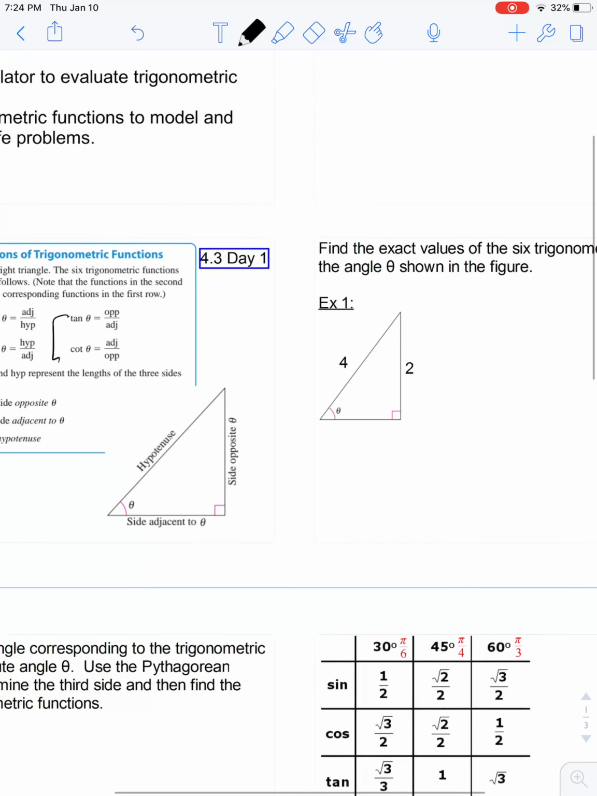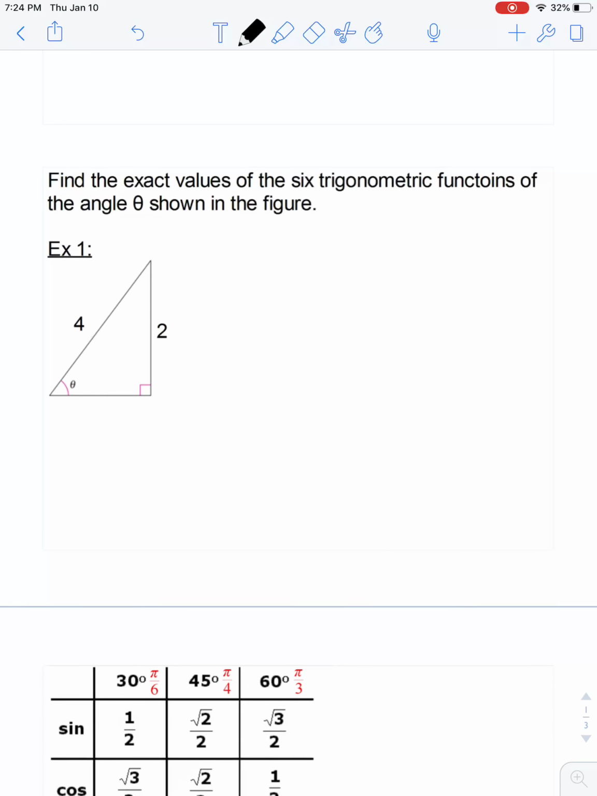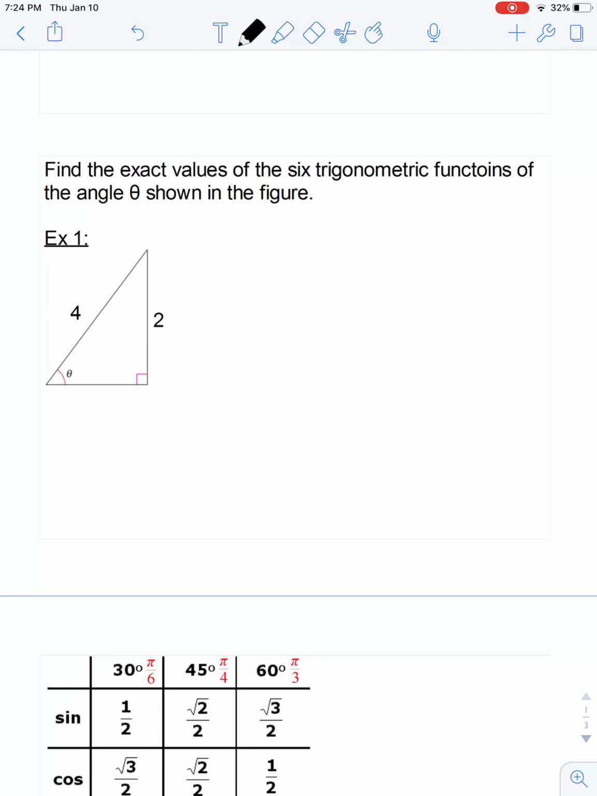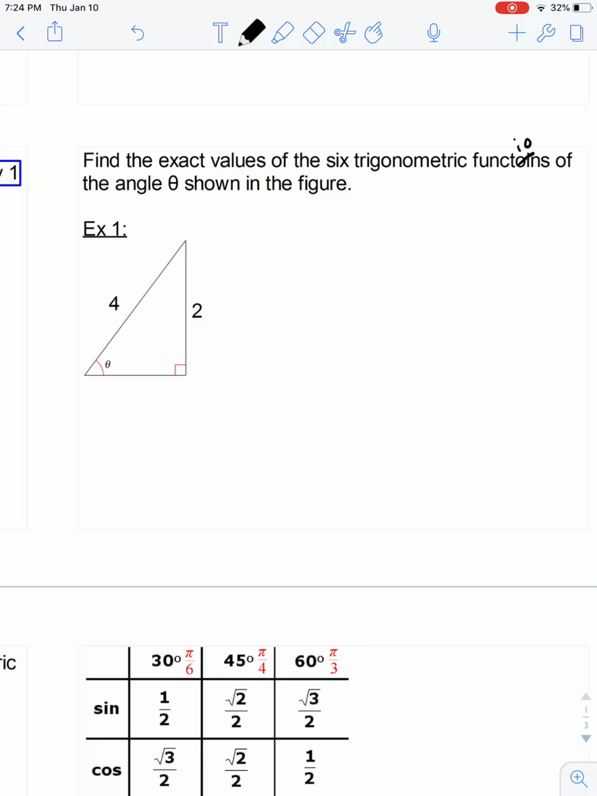So if I look at this first picture here, it says find the exact values of the 6 trig functions of the angle theta shown in the figure. Okay, well, I'm going to need all 3 sides in order to figure out the 6 trig functions. So hopefully you're thinking to use the Pythagorean theorem to find the third side. So to use the Pythagorean theorem, I'm going to say hypotenuse squared equals the leg squared plus leg squared, or c squared equals a squared plus b squared, however you want to think about it.